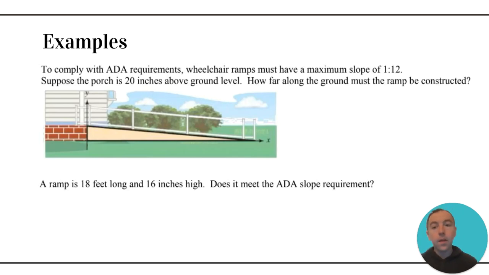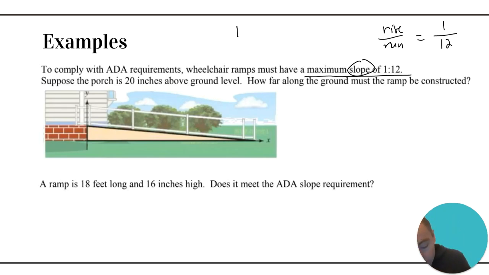Okay, so we know that this has to hold for any ramp to comply with the ADA, right? It has to have a maximum, so highest slope of 1 to 12. So when we have slope, slope is always the ratio of the rise to the run. So for every 1 unit of rise, there should be 12 units of run. So it should look something like this. For 1 unit of rise, there's going to be 12 units of run, right?